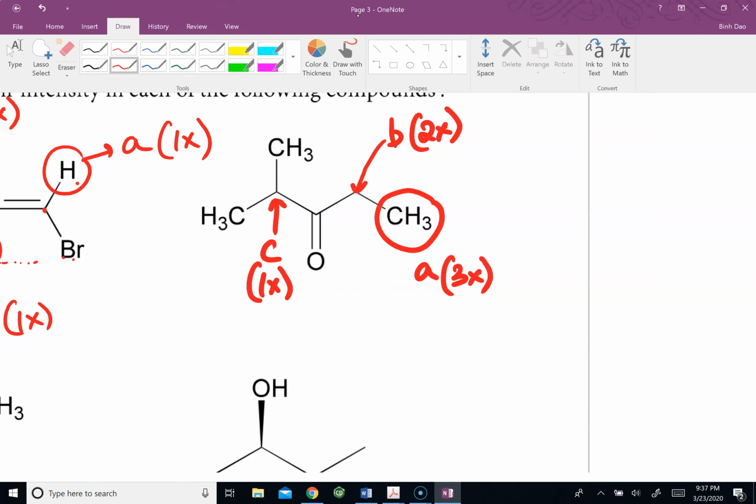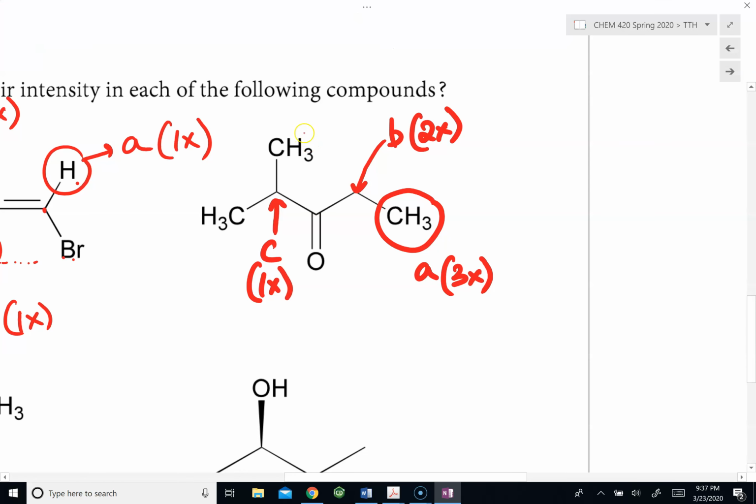And lastly, these 2 methyl groups are actually identical. And the reason why is because of rotation around this carbon-carbon single bond. It can rotate around and therefore make these 2 methyl groups similar. So we would expect to see another signal for these 2 methyl groups, and that would be the signal D. And signal D would then be 6 times the intensity compared to the other signal.